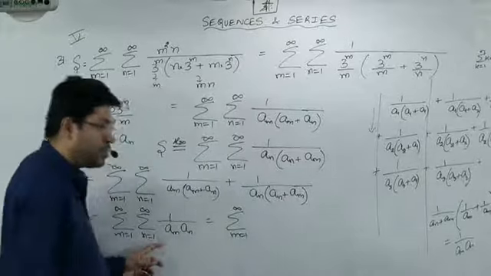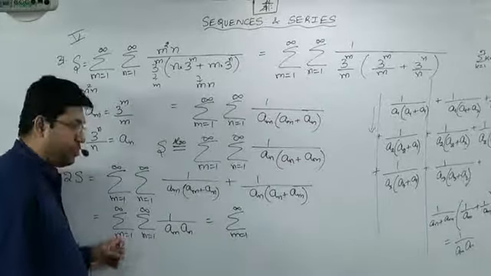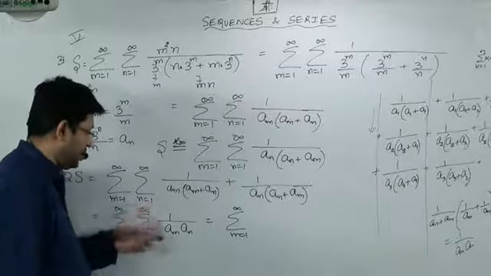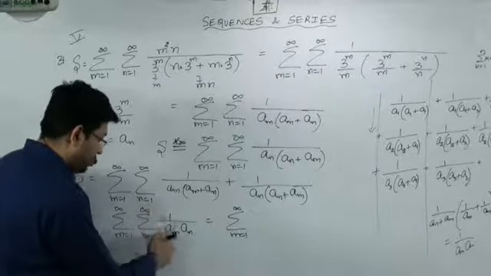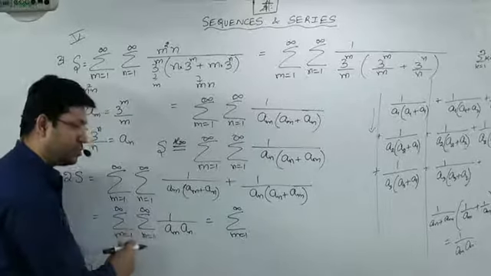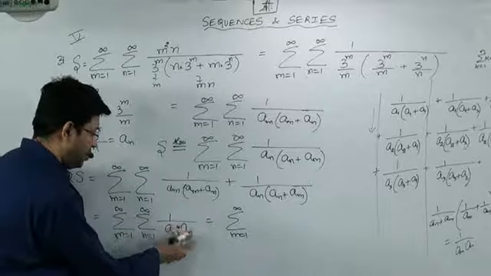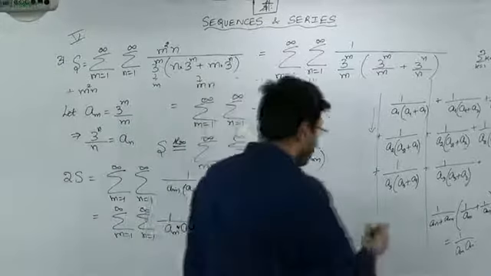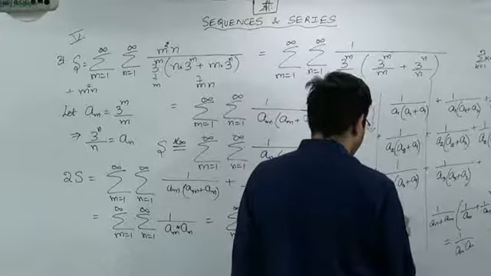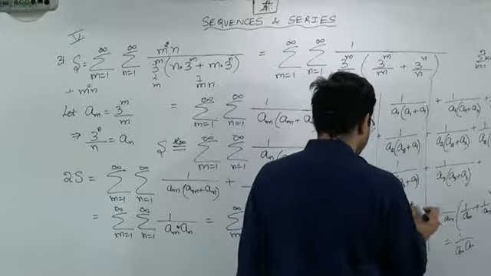See, for a fixed m, n is changing. When n is changing, for this loop, am will be constant. So you can take am out. This is in product, am times an. It is like sigma i equal to 1 to n, j equal to 1 to n. Let us say i squared j.